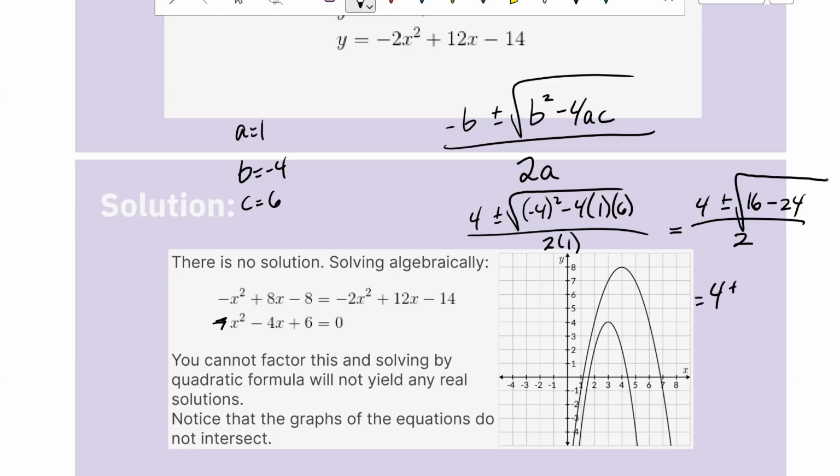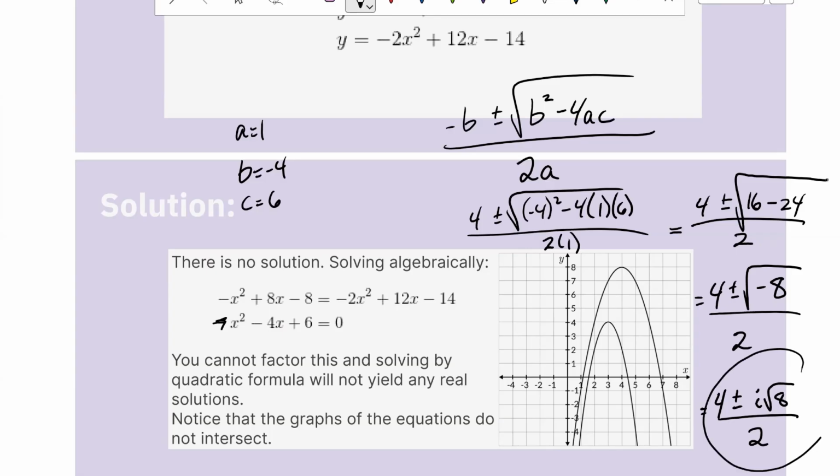Now let's look at the discriminant here. This is 4 plus or minus. The discriminant is 16 minus 24. That's a negative 8 all over 2. You cannot take the square root of a negative number. If you do, you have to use imaginary numbers. So this would be 4 plus or minus i square root of 8 all over 2. So that's how we write a negative square root. We bring an i to the outside, and then the negative goes away. If you ever get an answer with an i, that means that there is no real solution.